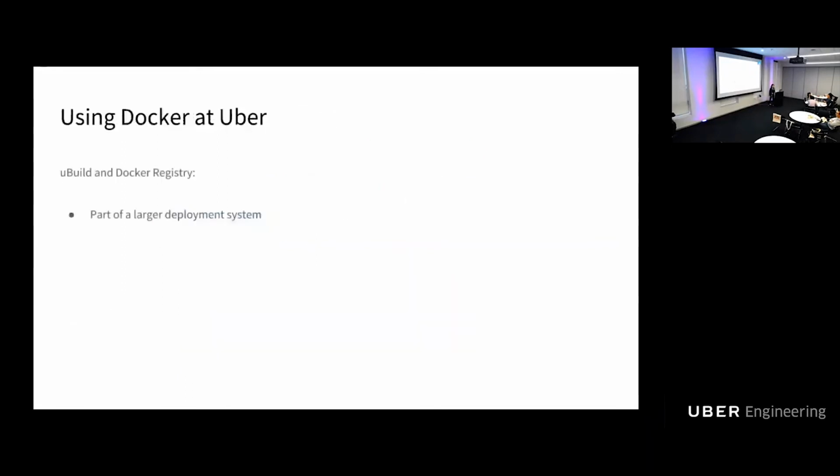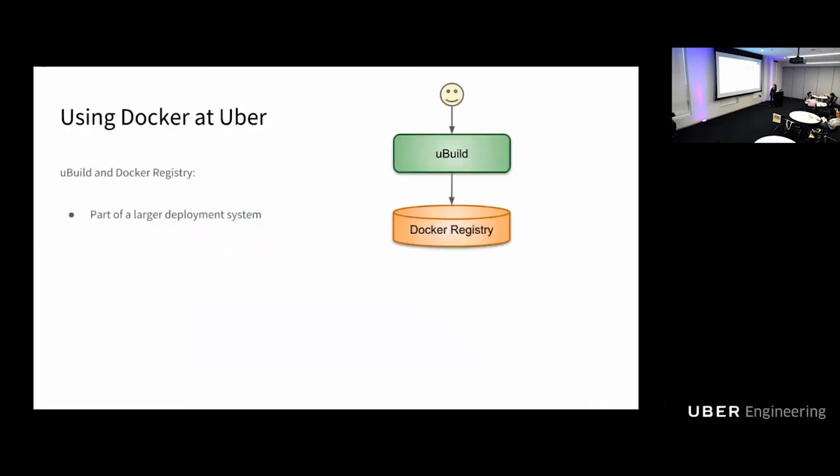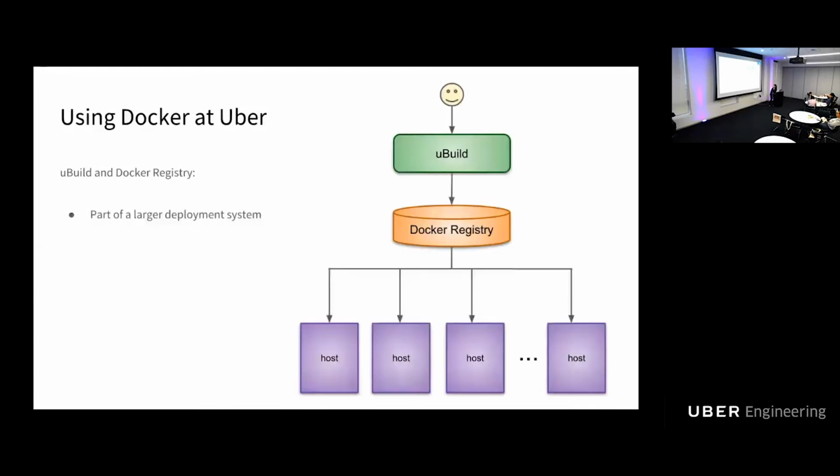So how do we use Docker at Uber? Our team manages 2 services, one called uBuild, the other called Docker Registry. They are part of a larger deployment system. So we have an end user. They go to a website and click a button, create build, and uBuild will create a Docker image and then push it to the Docker registry. Our scheduling framework will then schedule each host to pull the Docker image from the registry. Currently, we support thousands of build requests and millions of image pull requests per day. And each week, we generate 2T of new images.